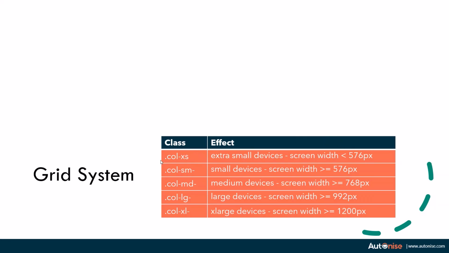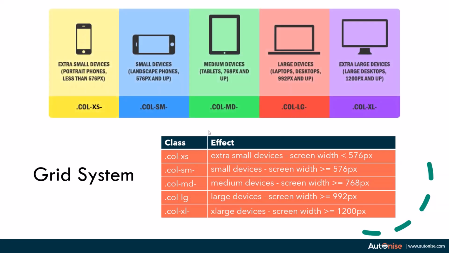So when should we use col-xs and when should we use col-sm? On very small devices, like portrait mobile phones, the pixel width is less than 576. So if you are targeting such a device, you should use col-xs. But if you are targeting a mobile in landscape mode, then you should use col-sm. If you are targeting a tablet or a medium device, then you should use col-md.